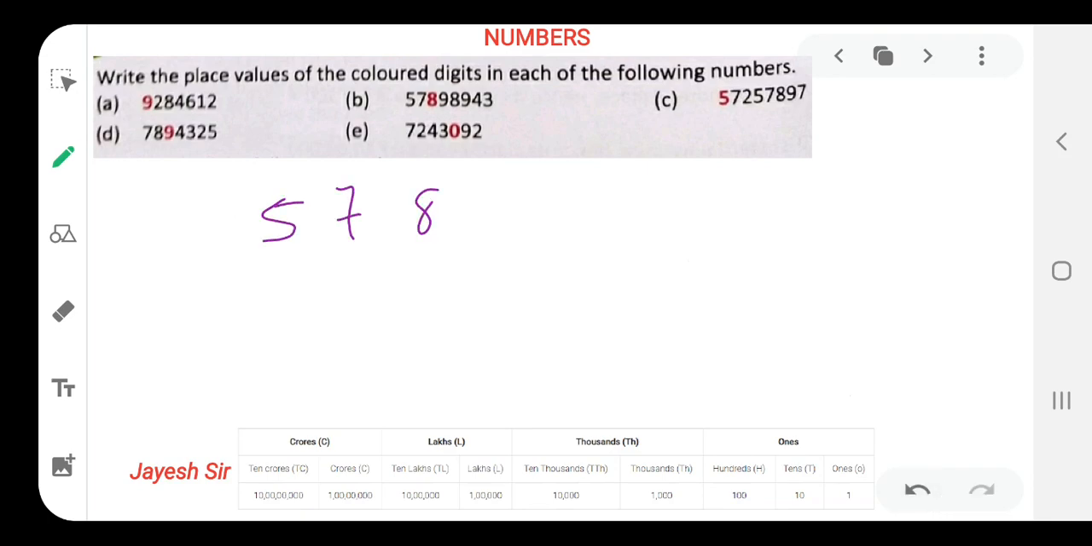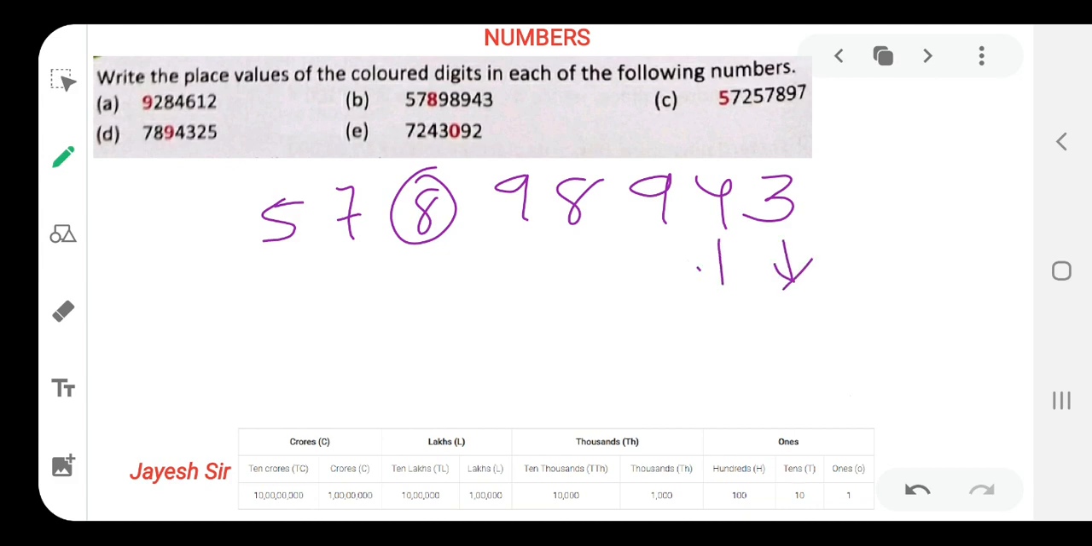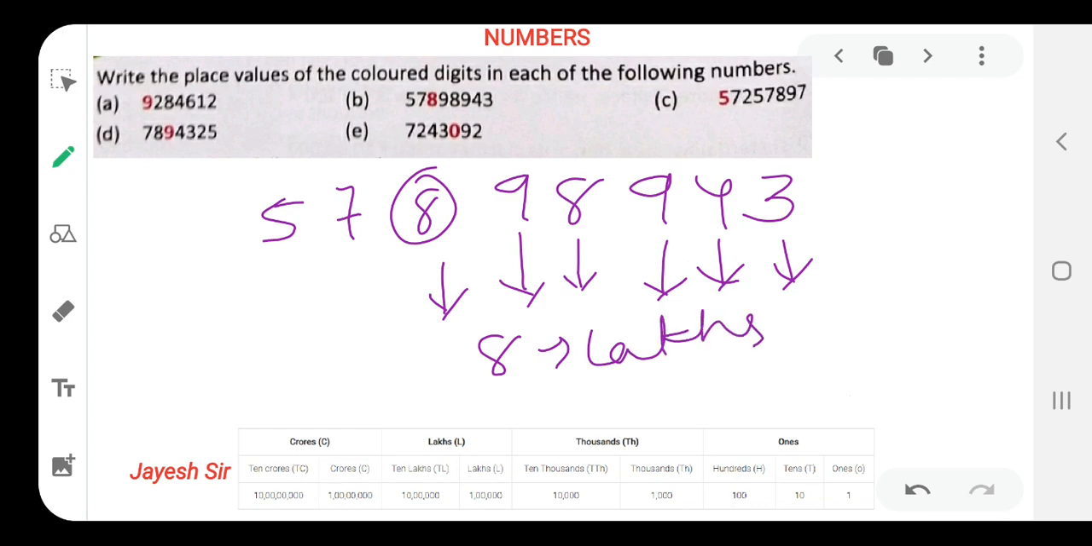5, 7, 8. We need to find the place value for 8. 9, 8, 9, 4, 3. This is our sum. How can we do it? Ones, tens, hundreds, thousands, 10,000, then lakhs. So the place value for 8 is lakhs. It can be denoted as 8, then how many zeros after that? 5 zeros. 1, 2, 3, 4, and 5. Yes, friends, I hope you all are getting it.